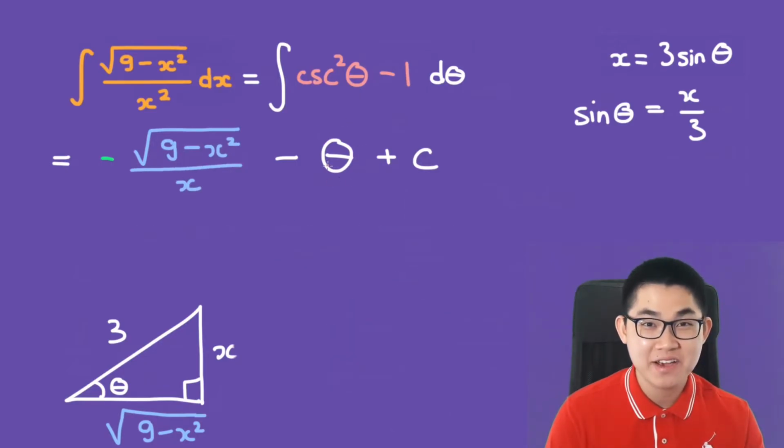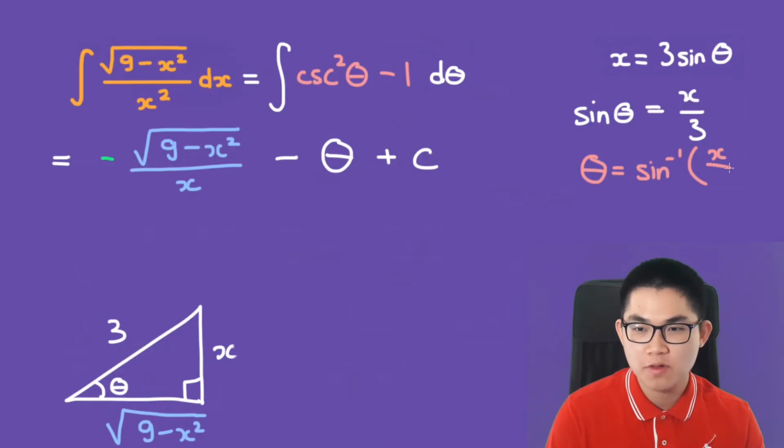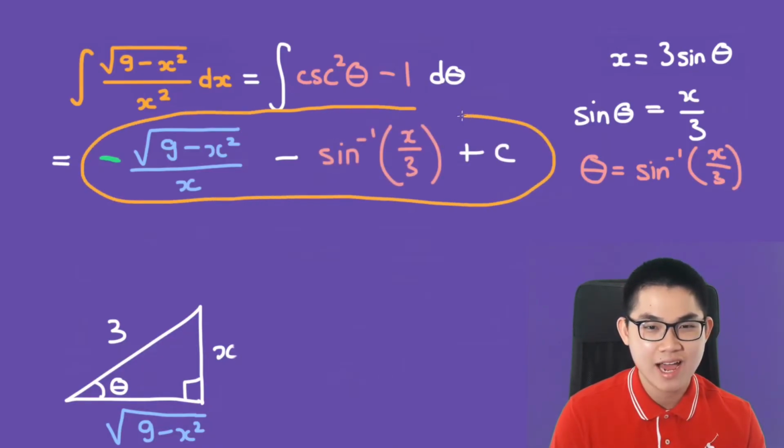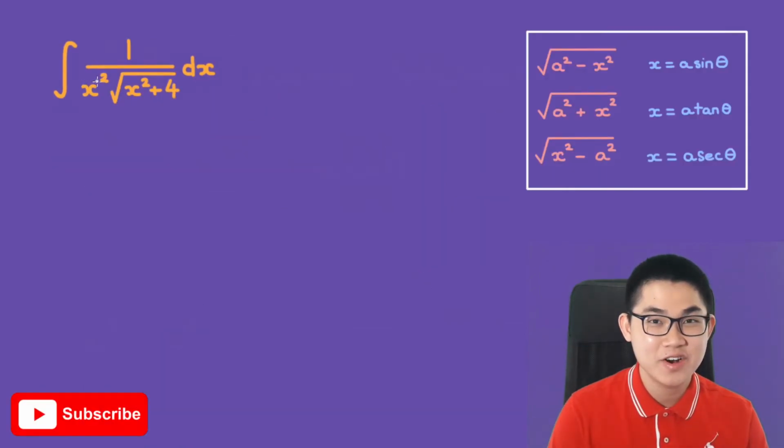And what is theta going to be? We know that sine is x over 3, so theta is arcsine of x over 3. And this right here is our antiderivative. The integral of 1 over x squared times the square root of x squared plus 4 dx.